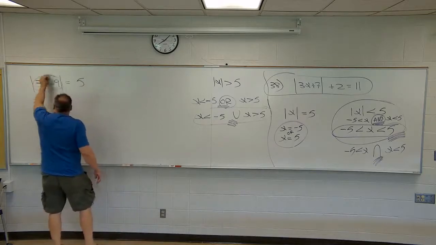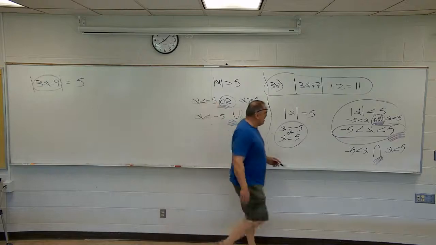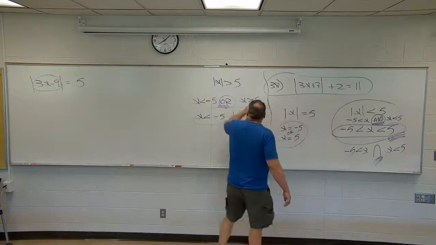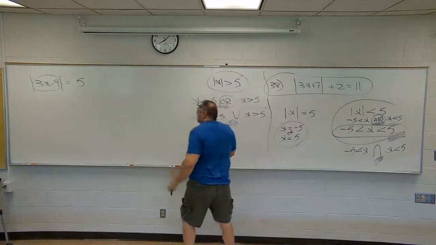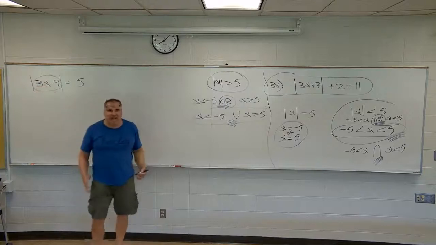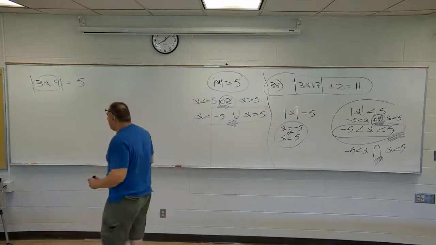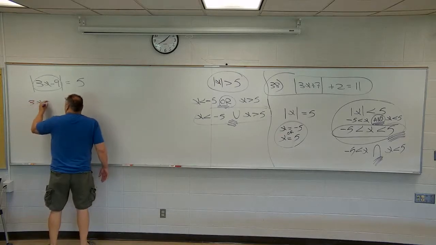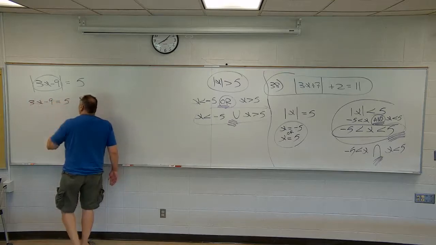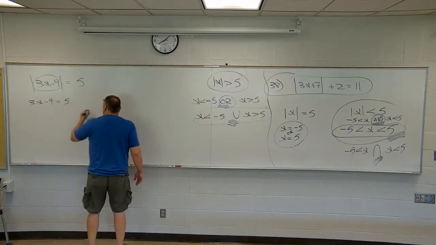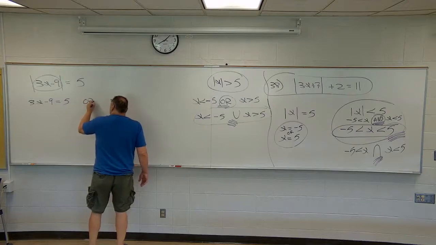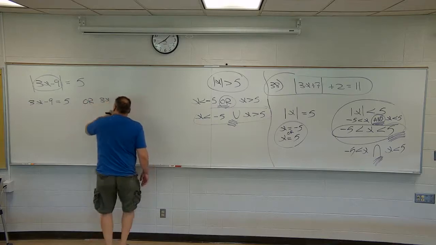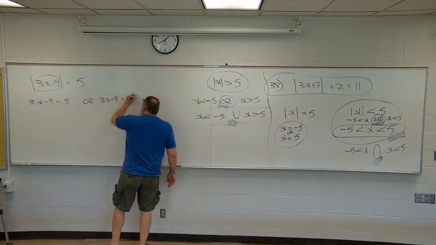Guys, based on what I've done, your new x is this guy. Here's your new x. 3x minus 9 is the new x. What does that mean? Well, here it means 3x minus 9 equals 5, or 3x minus 9 equals a negative 5.